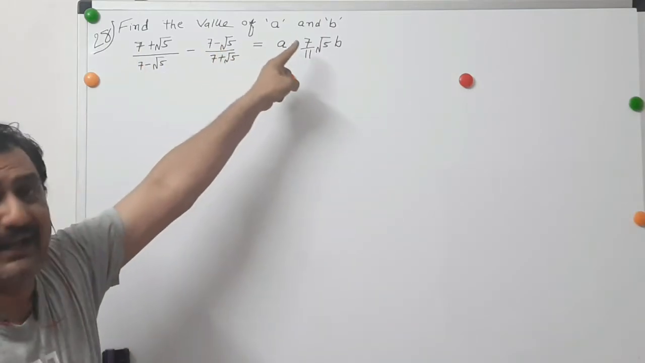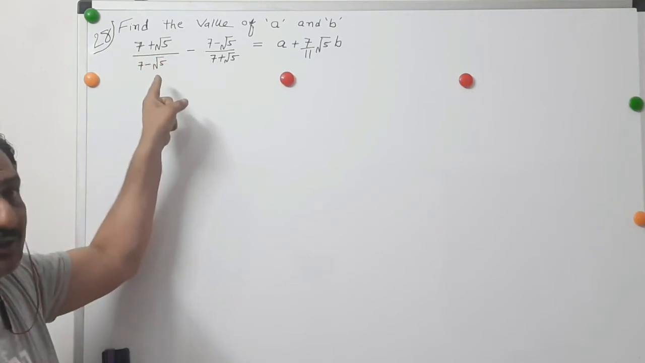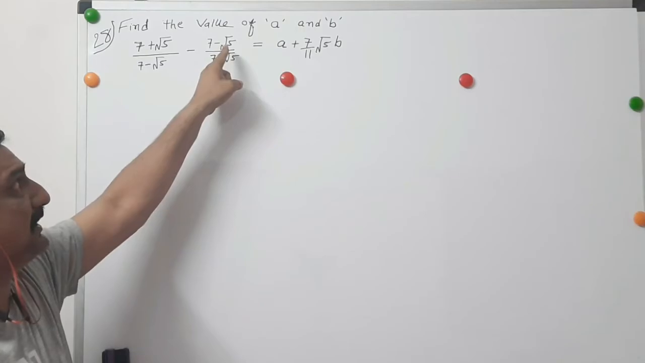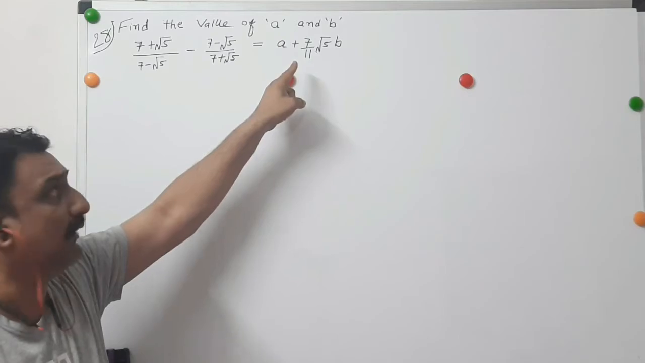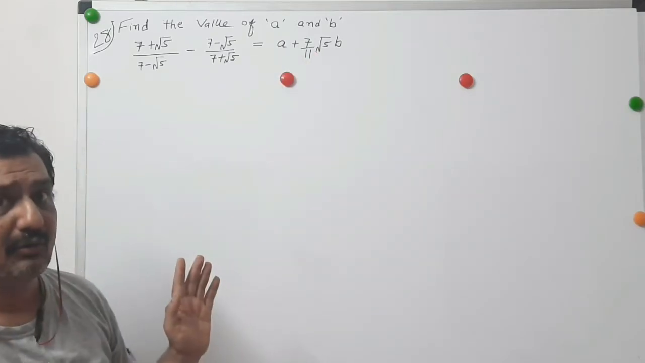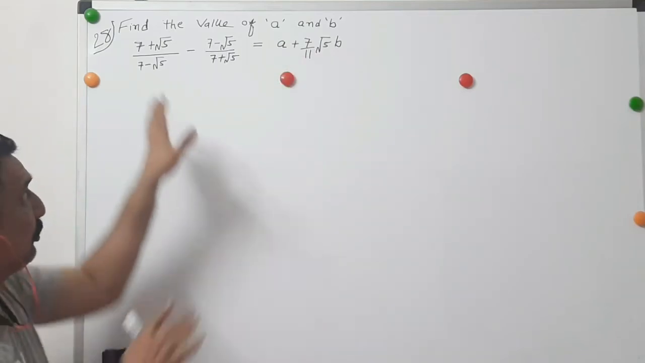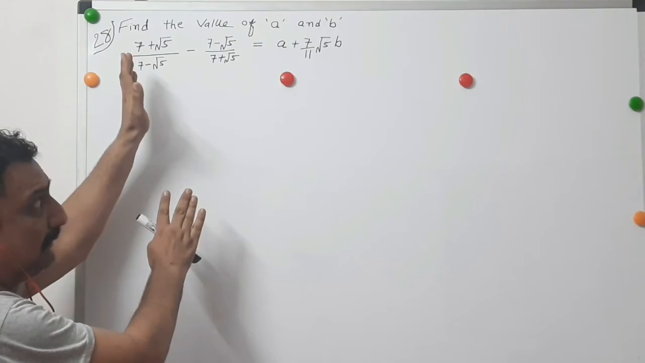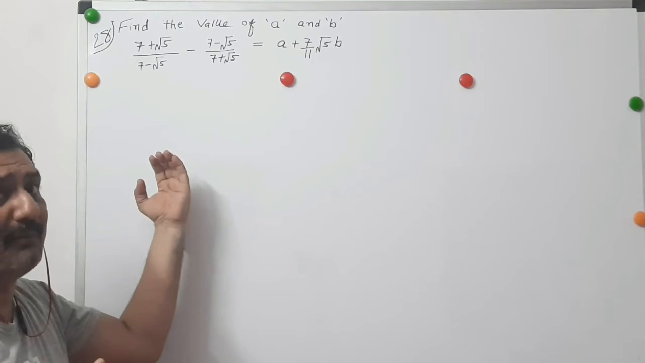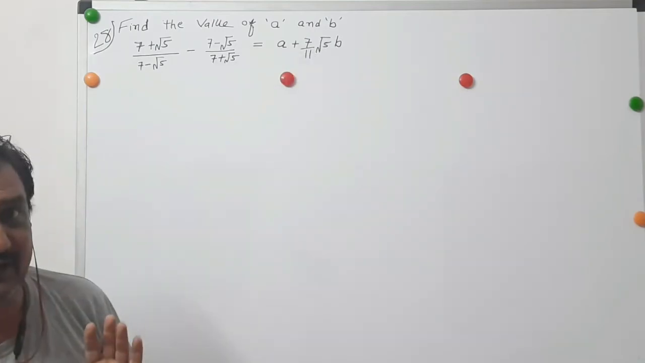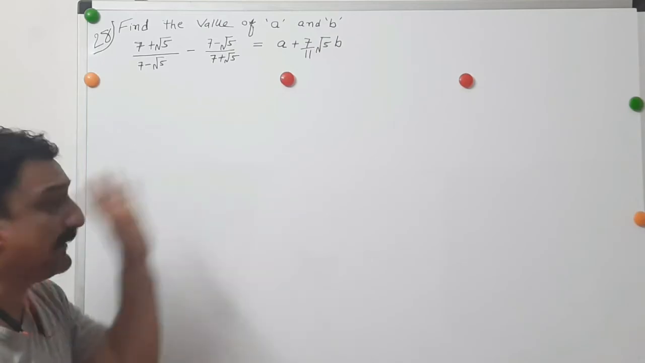Find the value of a and b if (7 plus root 5) upon (7 minus root 5) minus (7 minus root 5) upon (7 plus root 5) is equal to a plus 7 by 11 root 5 b. So to obtain the value of a and b, it is necessary to solve the left hand side part first and get it into the final form, and then that final form has to be compared with the right hand side to get the value of a and b. So let us start with the left hand side.